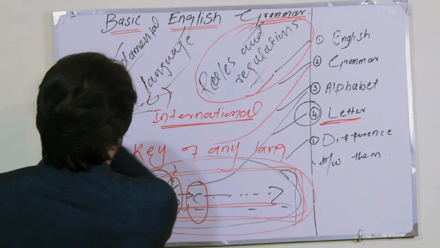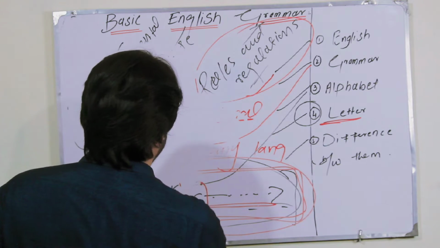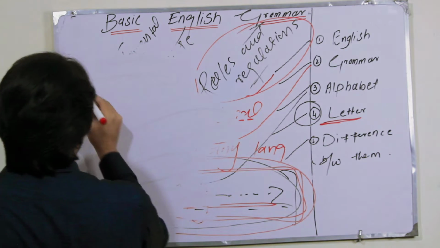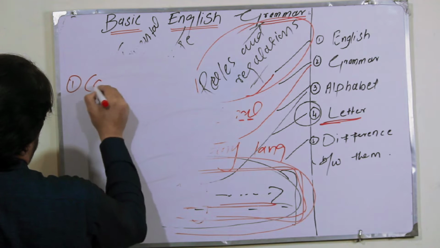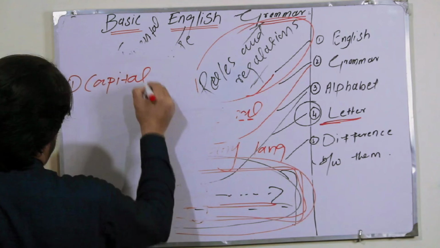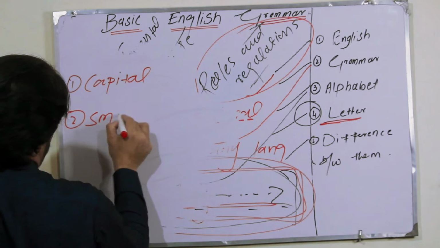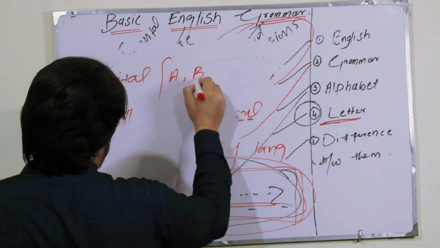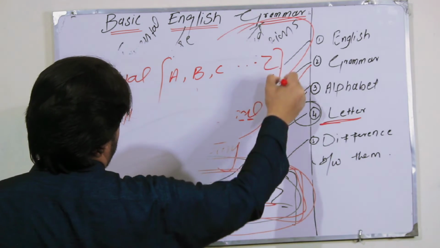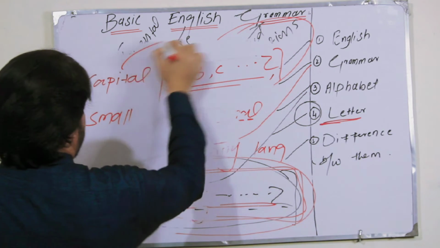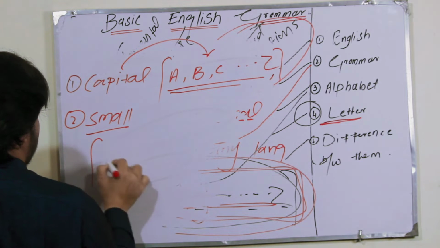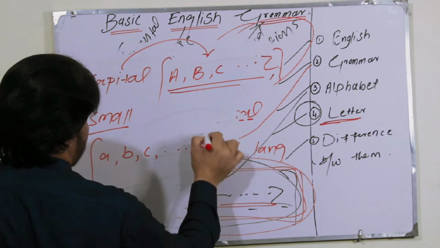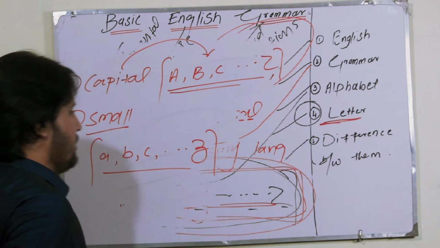Now moving on to how many ways we can write the alphabet. We can write it in 2 ways. The first one is capital and the other one is small. How can we write it in capitals? You can see A, B, C up to Z. We can write it in capitals like this, while in small the same set should be written in this way: a, b, c up to z.